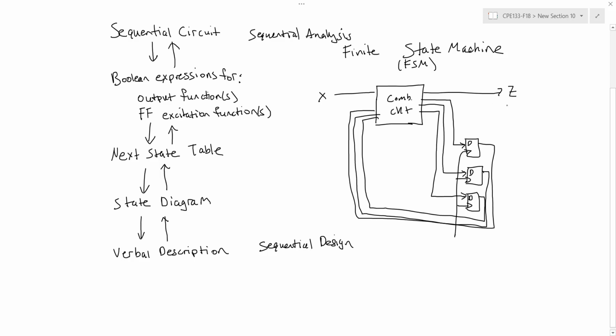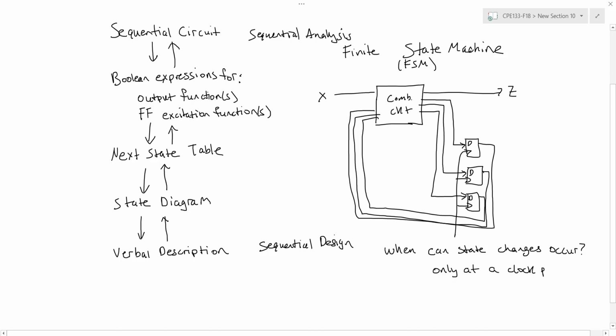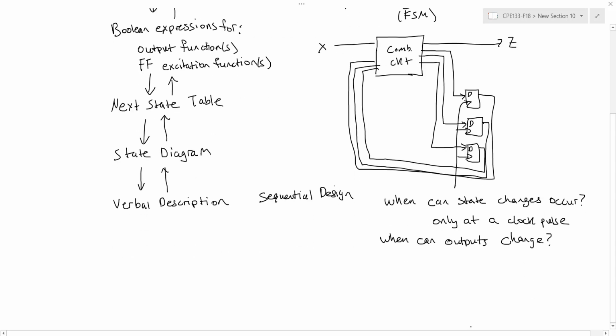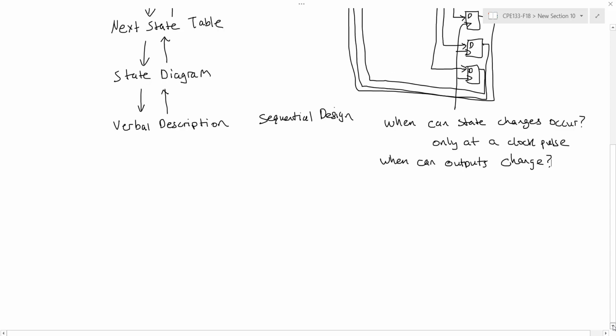So for a finite state machine or a sequential circuit, when can the state change? While the input X can change at any time, and the same thing for the flip-flop inputs that come out of this combinational circuit, the flip-flops themselves, or the state of the circuit, is only going to change on the clock pulse. So the state only changes on the clock pulse. Now how about the outputs? When can they change? Well, for this, it depends on the type of finite state machine that I've designed, and there's two classes of finite state machines which are very similar and differ only in how their outputs are created.